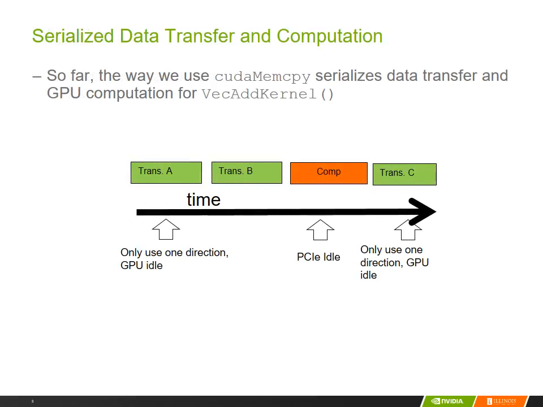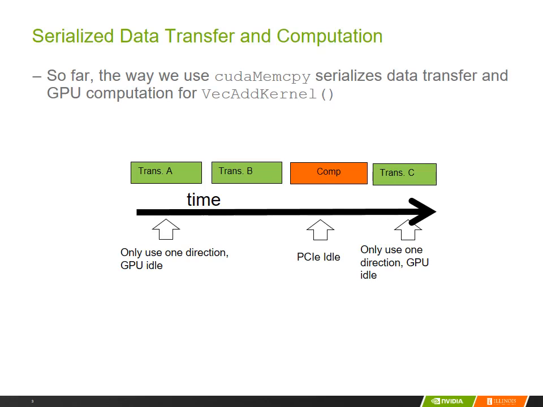So far, when we transfer data from CPU to GPU, launch a kernel, and transfer data back, we're doing data transfer and computation in serial. And this is illustrated in the picture where we showed for the vector addition kernel, we will be transferring A from CPU to GPU, transferring B from CPU to GPU, do some computation, which is the vector addition kernel, and then we transfer the data back, C, from GPU to CPU.